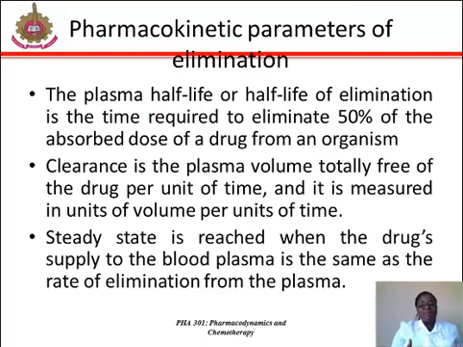What are the pharmacokinetic parameters for elimination? 1. Plasma half-life, or half-life of elimination, is the time required to eliminate about 50% of the absorbed dose of a drug from an organism. Then we have clearance, which is the plasma volume that is totally free of the drug per unit of time, and it is measured in units of volume per unit of time. Then another term is the steady state. A steady state is reached when the drug supply to the blood plasma is the same as the rate of elimination from the plasma.